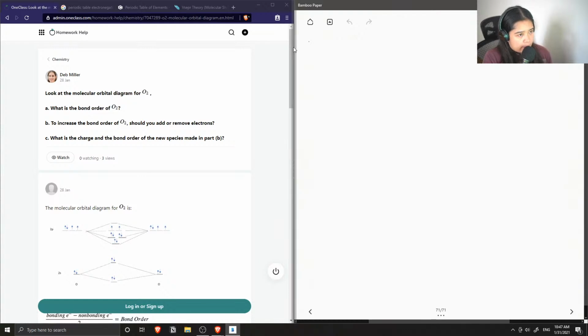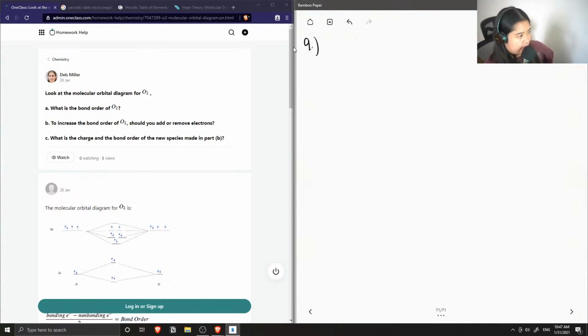Okay, so question number 9 is look at the molecular orbital for O2. What is the bond order? And to increase the bond order of O2, should you add or remove electrons? And what is the charge and the bond order of the new species made in part B?